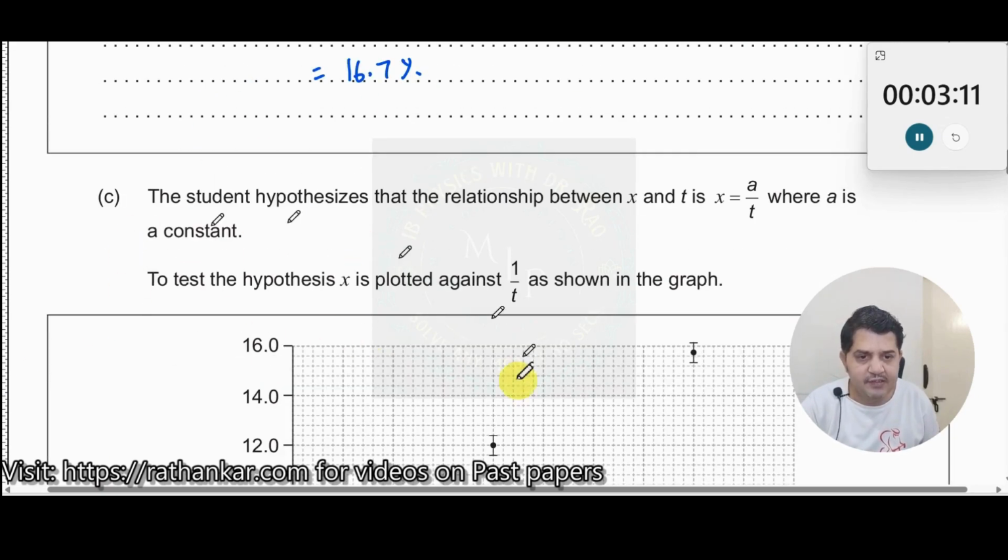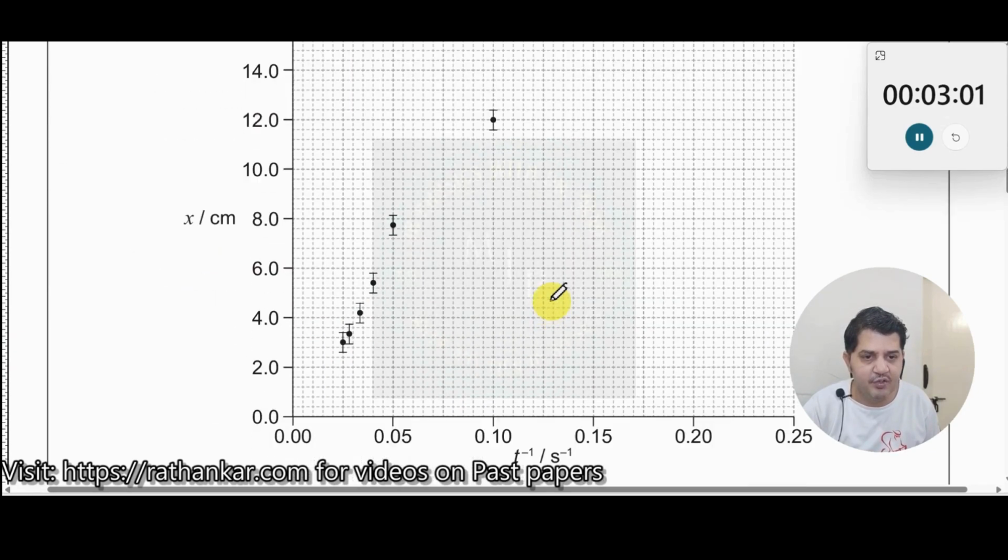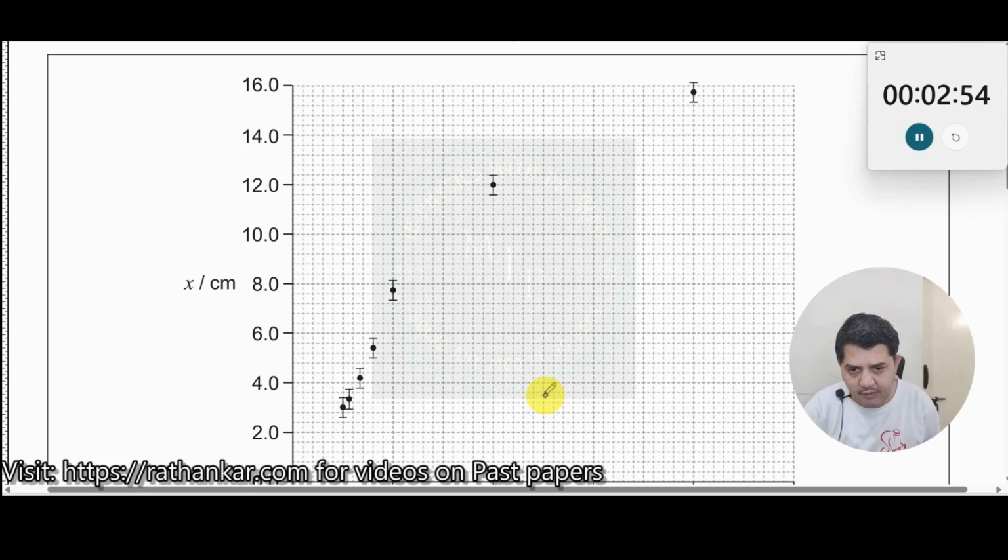The student hypothesizes that the relationship between x and t is x equal to a by t. It's an inverse relationship, where a is a constant. To test the hypothesis, x is plotted against 1 by t as shown in the graph. Here it is x, and this is 1 by t. Do you think the hypothesis is true? No. It goes straight until here, and after this it takes a curve. So x is not proportional to 1 by t. That's what we can understand.